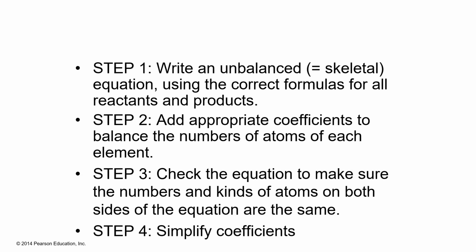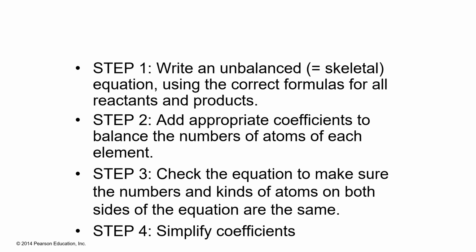First, we're going to write an unbalanced, also called skeletal equation, using the correct formulas for all reactants and products. The idea here is to make sure that we have the correct formulas and that we have the correct substances on the reactants side and the correct substances on the products side. Step number 2, once we have the formulas, we can't change them, so we're going to add appropriate coefficients to balance the numbers of atoms of each element. And we'll show you how to do that in a moment.